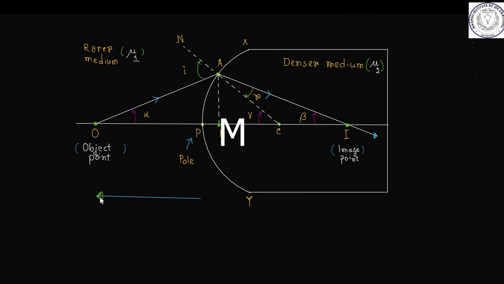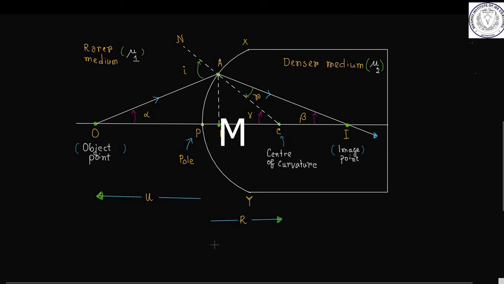And also we can denote the object distance. u is the object distance of the object point O from the pole P, and we can denote the radius of curvature R. R is the radius of curvature, and v is the distance of image I from the pole P. C is the center of curvature of the convex surface XPY enclosing the denser medium. Now we can denote the image distance v. In this case, the distance of the image I from the pole P is the image distance.